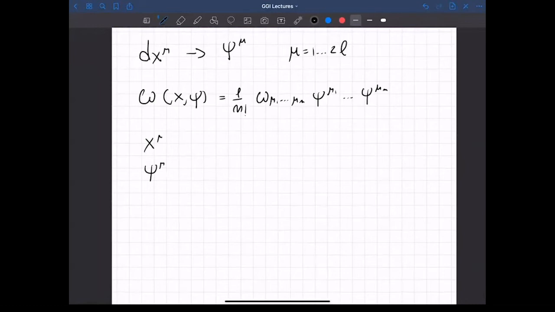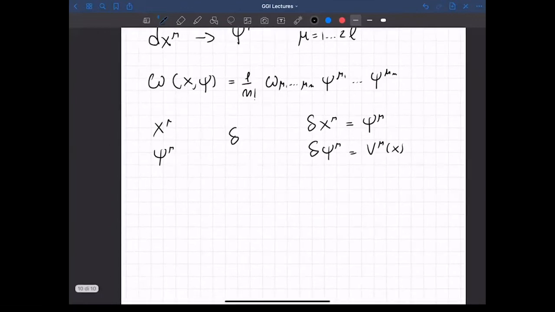So now I have x mu, which are 12 bosonic coordinates, and psi mu, which are 12 fermionic coordinates. I can introduce an operator delta, which will be my supersymmetry, which acts in the following way. Delta x mu is psi mu, and delta psi mu is V mu of x. So you see that delta squared is L_V. And so what I'm doing is replacing my equivariant differential with my supersymmetry.